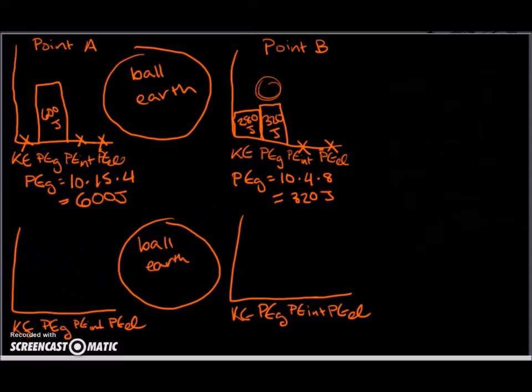And I'm going to label my L's as point B and point C. And I'm going to recopy what we had for point B earlier because nothing has changed there. 280 joules, 320 joules, and so now we are ready to go on to point C.